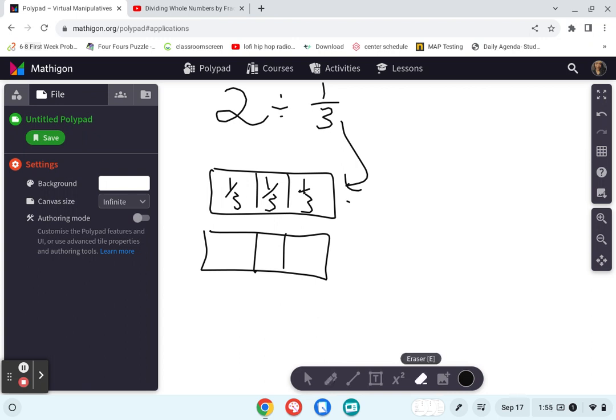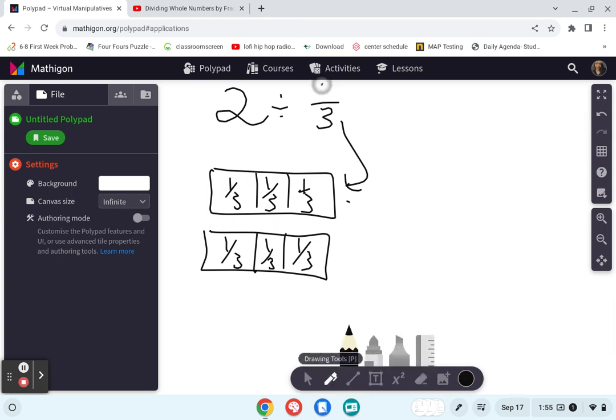So I've got 2 wholes that are going to be broken into thirds, right? All of these individual parts are 1/3. So how many 1/3s do I have in 2? Again, there are 6 1/3s in 2. Excellent. Let's move on and let's make this 2/3.